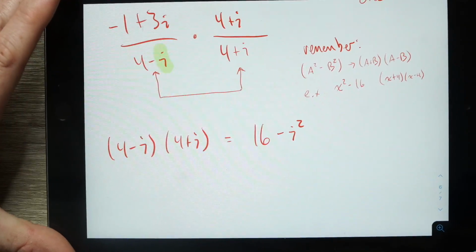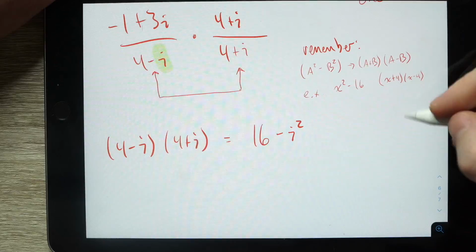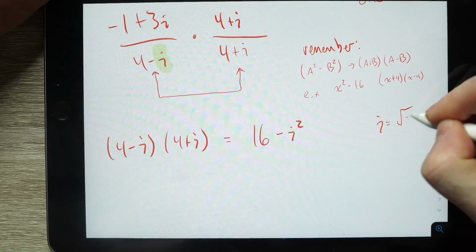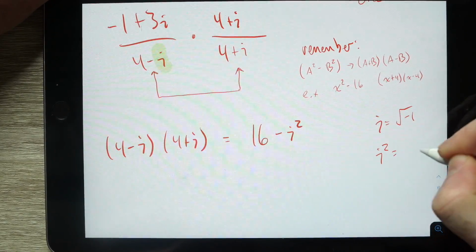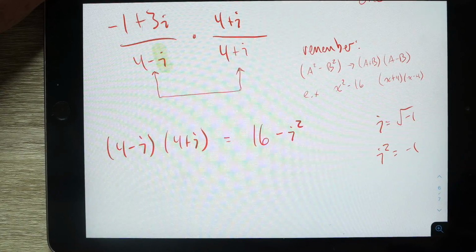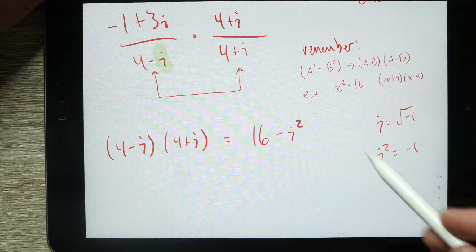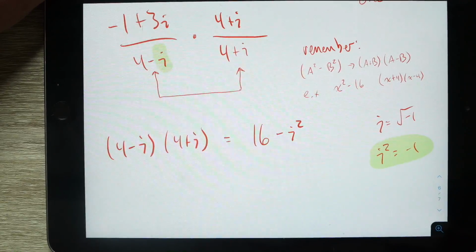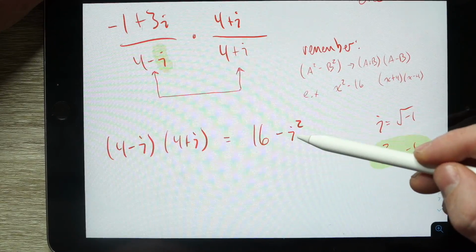Do you remember what i squared is equal to? Is it equal to 1? You're very close. It's negative 1. Because remember how i is the square root of negative 1? So if we square i, we ought to get whatever's under that radical. Okay, yeah, I remember that. So you got it.